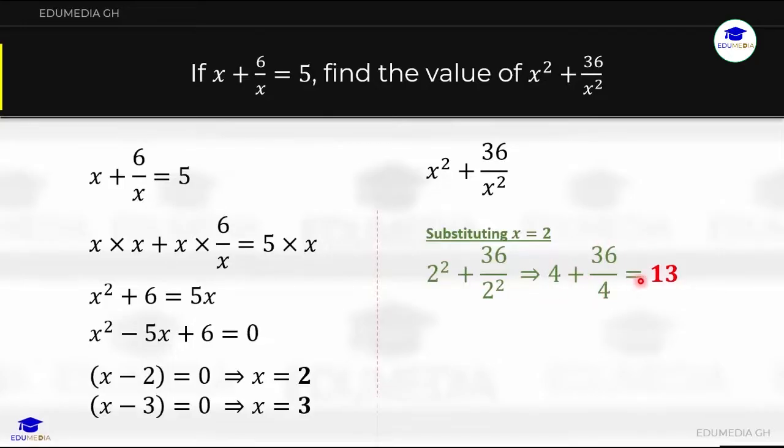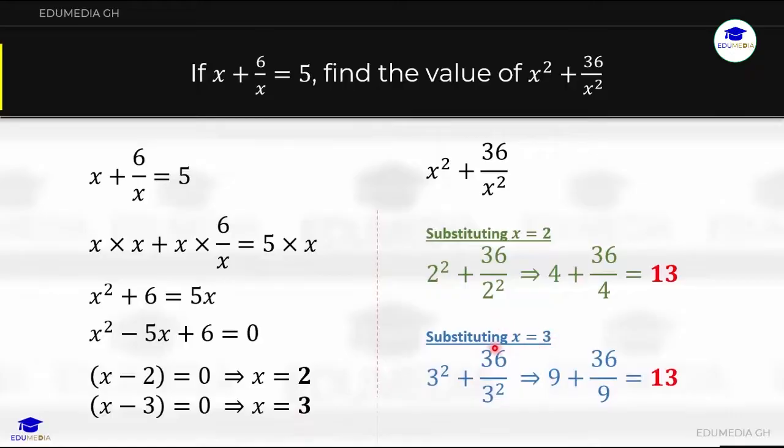Let's go ahead and substitute the next value, which is x equals 3, and see what we get. Substituting x equals 3, we have 3 squared plus 36 divided by 3 squared, and that gives us 9 plus 36 divided by 9, and the answer is also 13. Therefore, x plus 6 divided by x equals 5 gives us x squared plus 36 divided by x squared as 13. So whether you take 2 or 3, you still get 13.